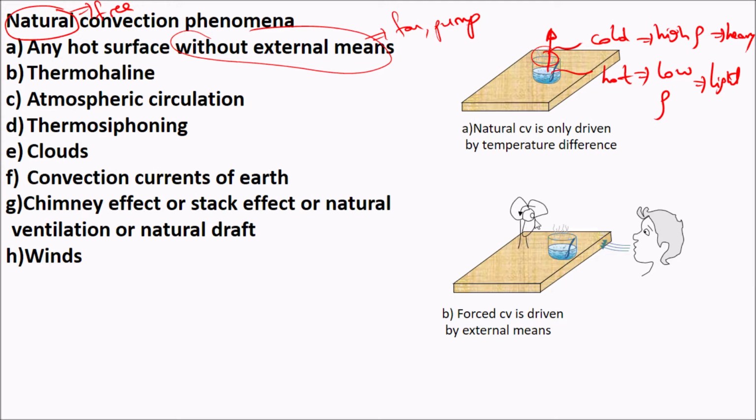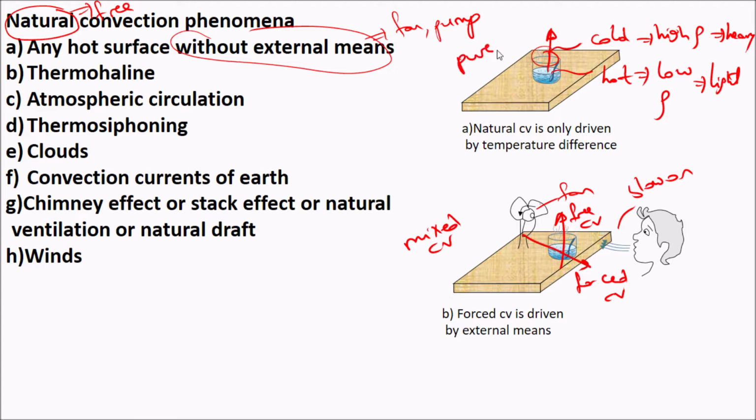But this one is forced convection because you are using a fan or you blow on the water. Therefore, these are forced convection. But this is not purely forced or purely free. This is actually mixed convection. In that direction you have forced convection, and in that direction you have free convection. It is not pure, but here it is purely free convection.